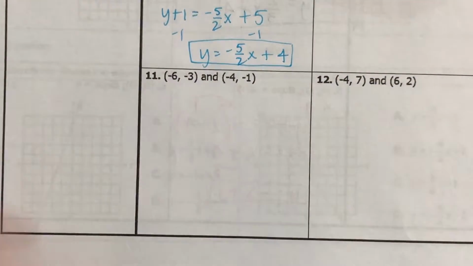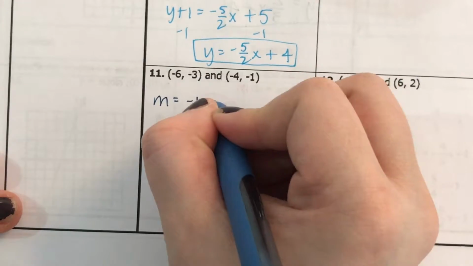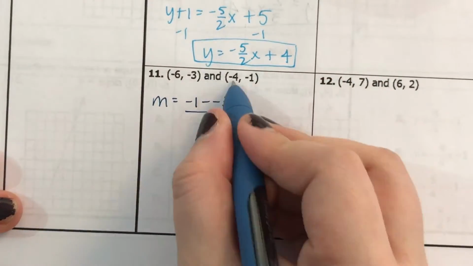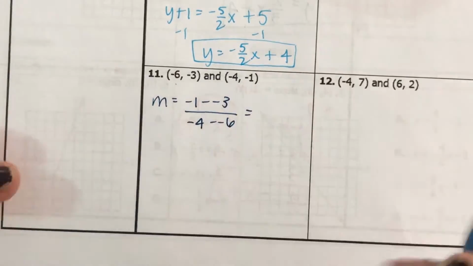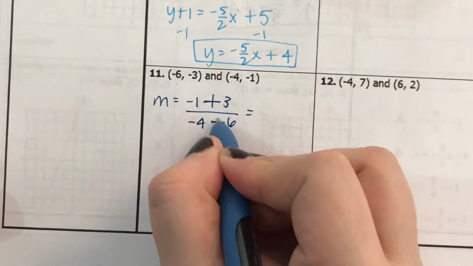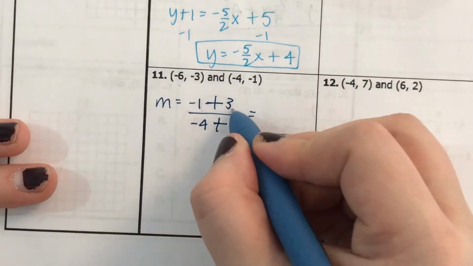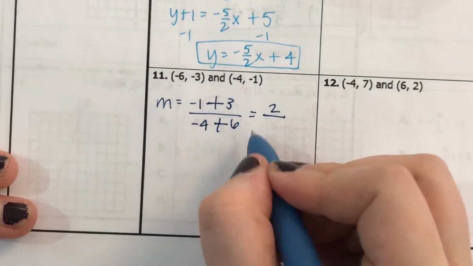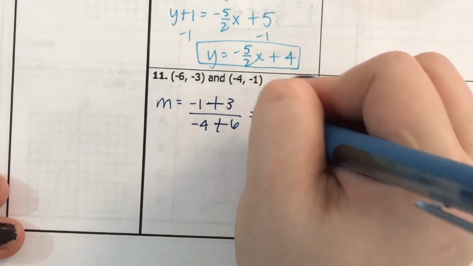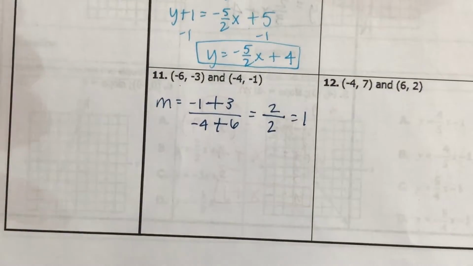Find the slope. m equals negative 1 minus negative 3, over negative 4 minus negative 6. Makes a plus, makes a plus. Negative 1 plus 3 is the same as 3 minus 1, which is 2. Negative 4 plus 6 is the same as 6 minus 4, which is 2. 2 over 2 is 1. This is going to be super easy.